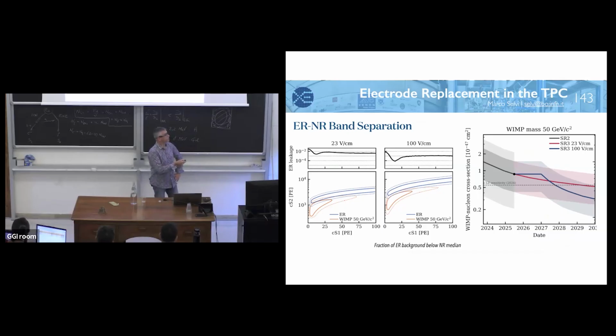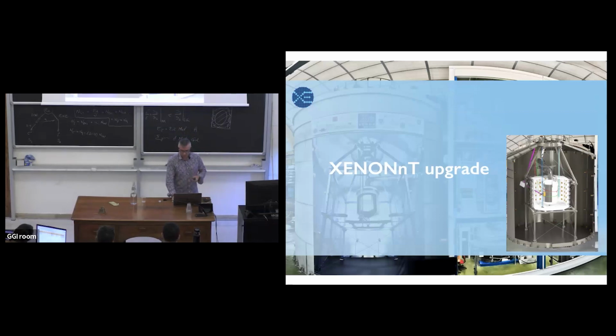You can see it here from the simulations, but they are tested. This is the field where we operated, and you see the two bands touching each other. If we go to the nominal field that was 100 volt per centimeter, the two bands are very well separated. So after a few years of taking data, where we got the most from the current status of the detector, we decided to upgrade it, and just to give you a feeling of real life from an experiment.